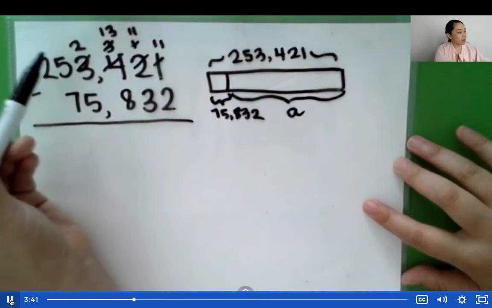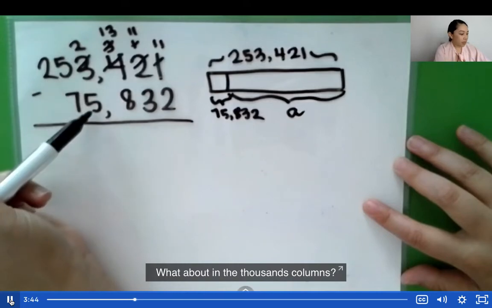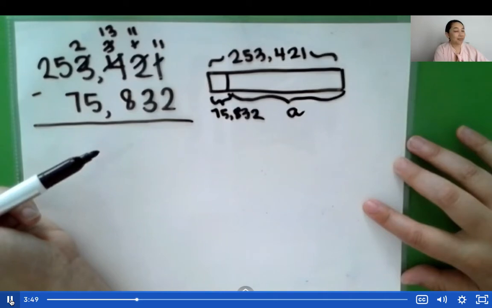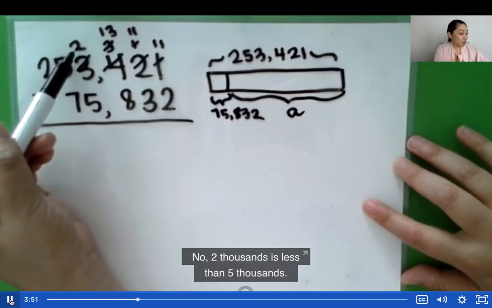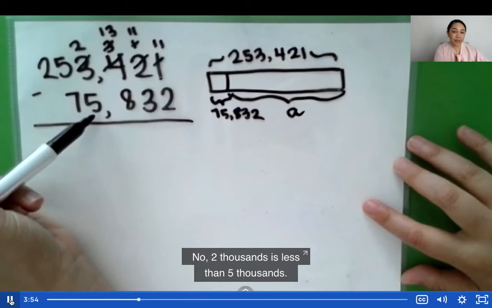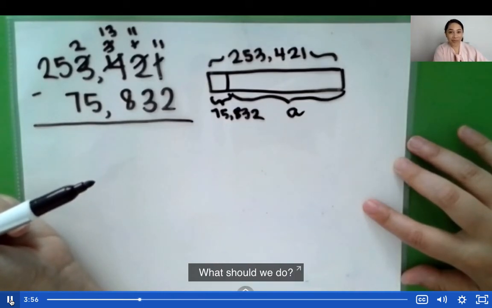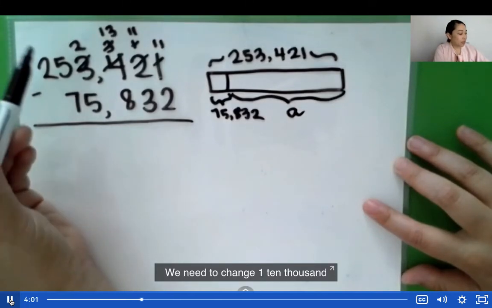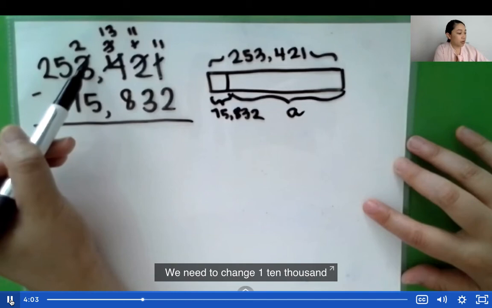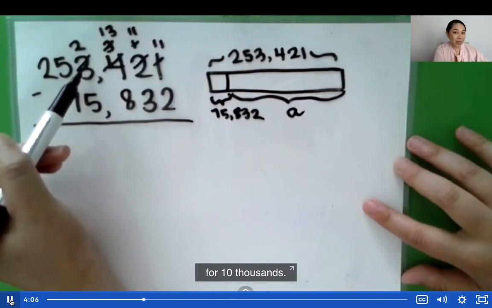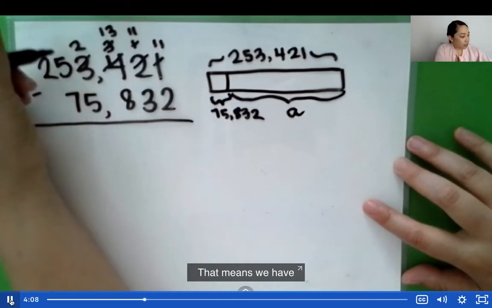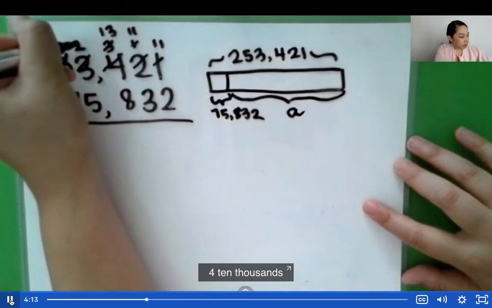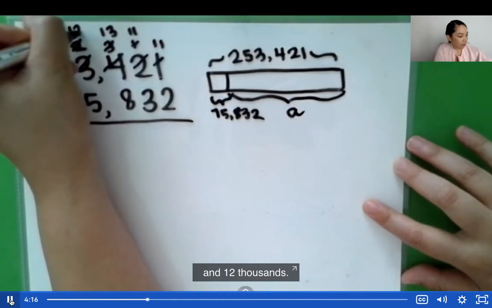What about in the thousands column? Are we ready to subtract? No. 2 thousands is less than 5 thousands. What should we do? We need to change 1 ten thousand for 10 thousands. That means we have 4 ten thousands and 12 thousands.